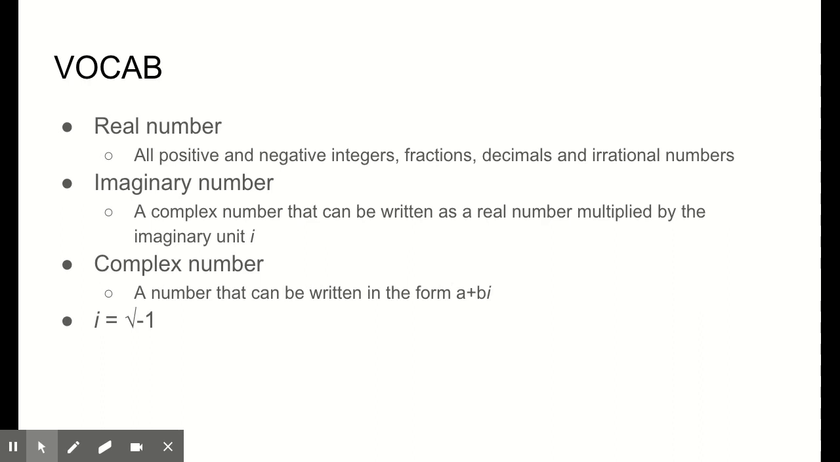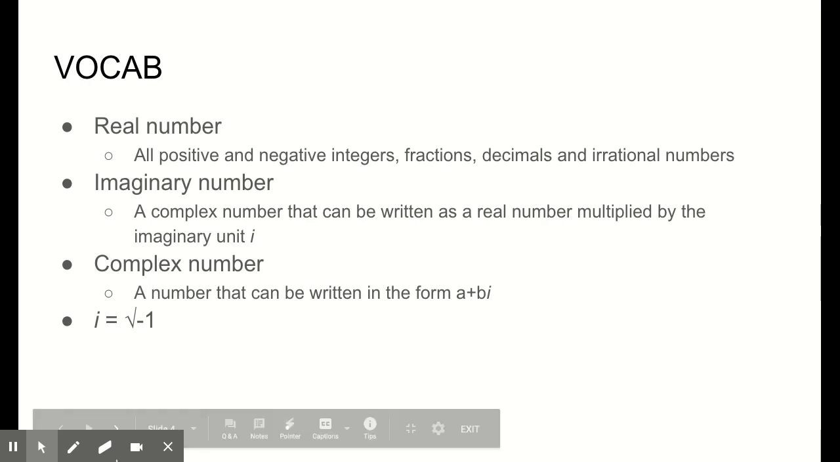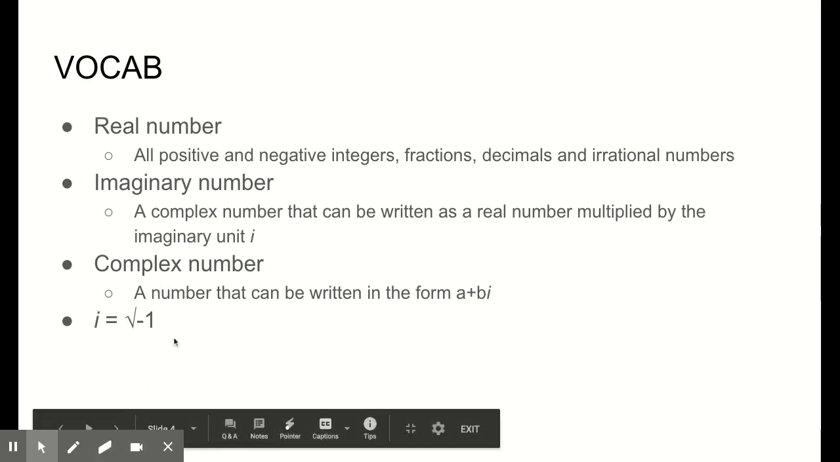Now, something to take note of is that i is equal to the square root of negative 1. So whenever we have that negative that's under the radical, again, we will replace that with the imaginary unit i. And so we will then remove that negative from the radical and replace it outside the radical with the number i.